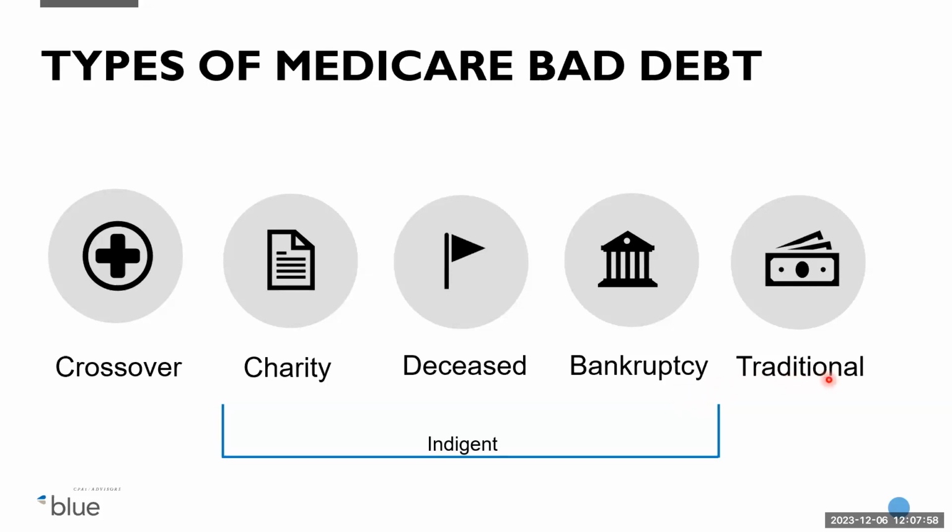And then the last bucket is traditional. So if they don't fall in the other 4 buckets, these are patients that are just not paying their bill. So you're going to start sending them statements. They might go to a collection agency. And then once they come back and you stop collection efforts is when you can claim them as Medicare bad debt.